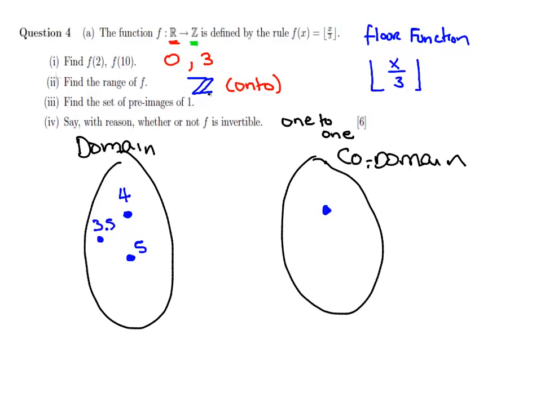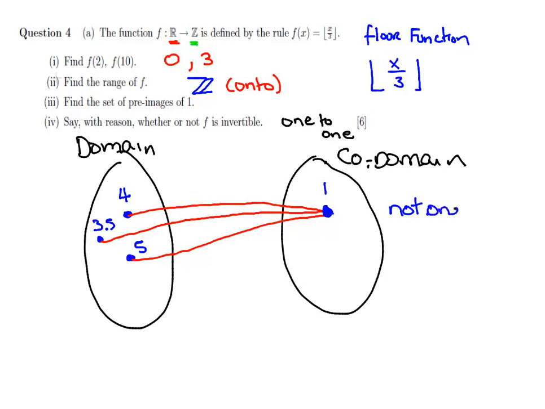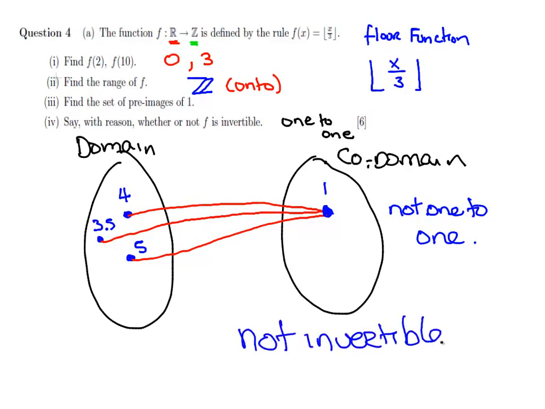All three of these elements, and more other than these three, are related to the image 1 in the codomain. So in this case, it is not one to one. In that case, the function is not invertible. So that's the answer to that one, and that ends the presentation.